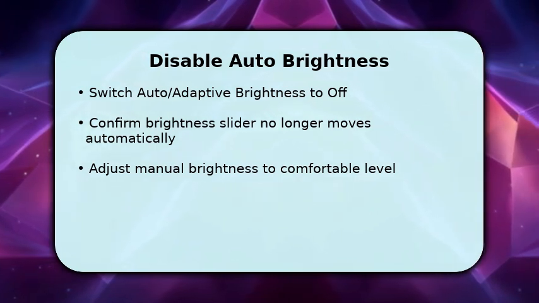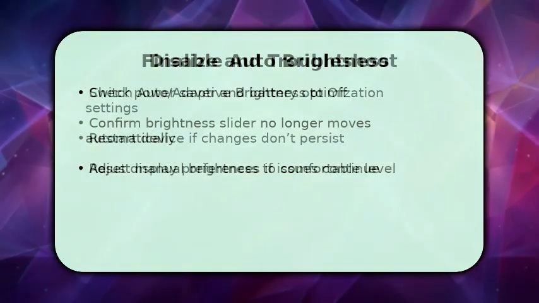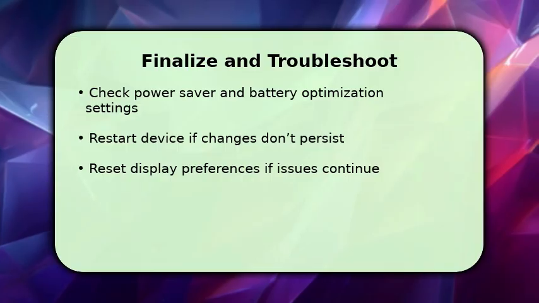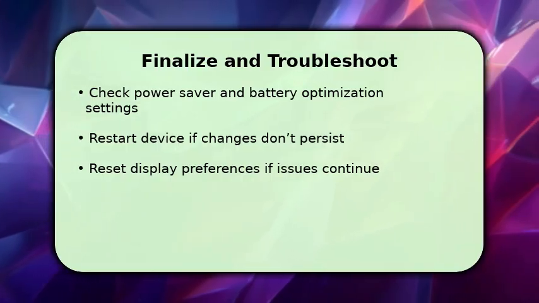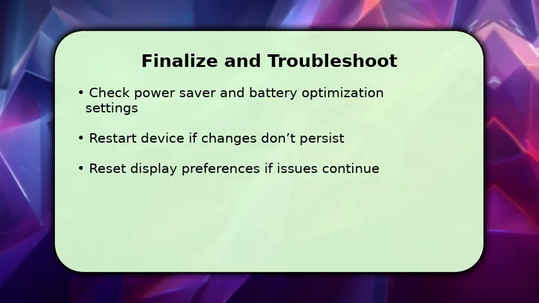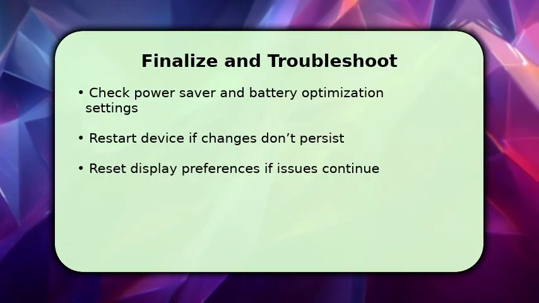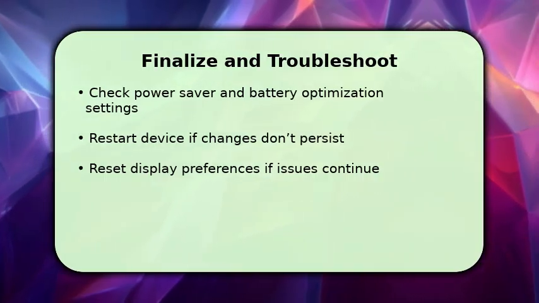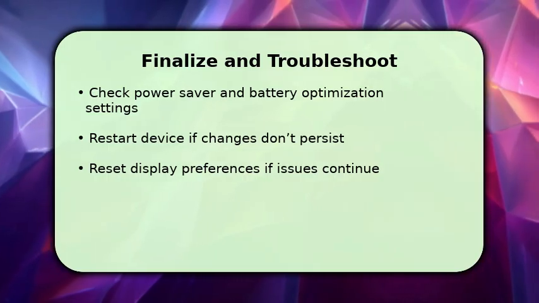You finish by verifying other features that might re-enable adaptive brightness, such as Power Saver or battery optimization. Disable those overrides if necessary. If the toggle won't stick, restart the device to apply settings cleanly. Make sure any vendor-specific display apps or motion-sensing features are off because they can reassert automatic adjustments.